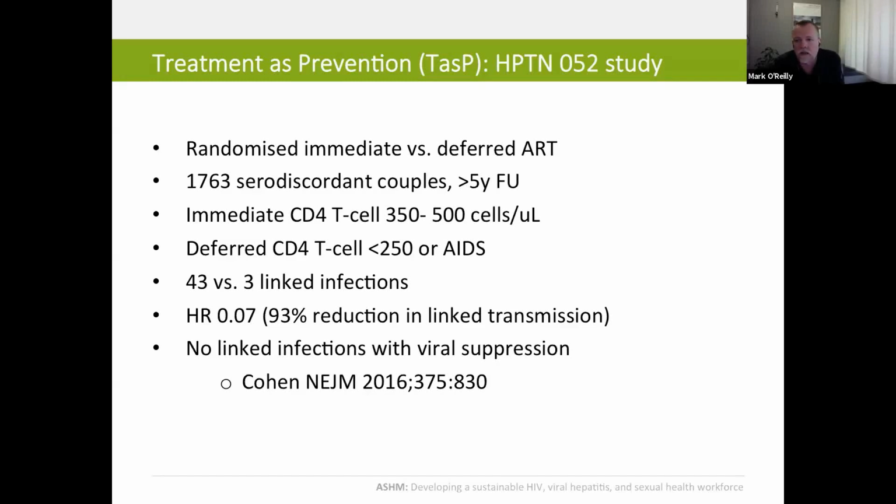Of those 3, the positive partners were either not yet undetectable, so early in the course of their treatment, or had previously been suppressed with an undetectable viral load and had then failed therapy, so that at the time their partner was diagnosed with HIV, they did not have an undetectable viral load. This effectively equated to a 93% reduction in linked transmissions. Very exciting finding published in the New England Journal of Medicine in 2016. We saw no linked transmissions when the positive partner who was on treatment had an undetectable viral load.